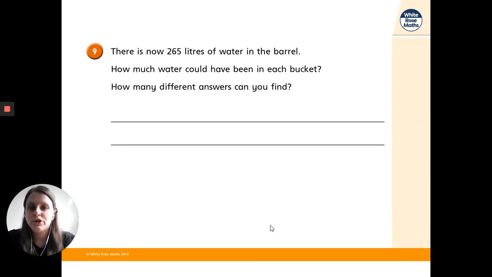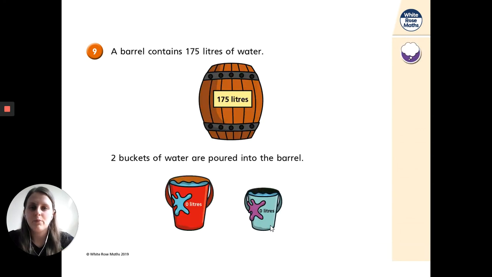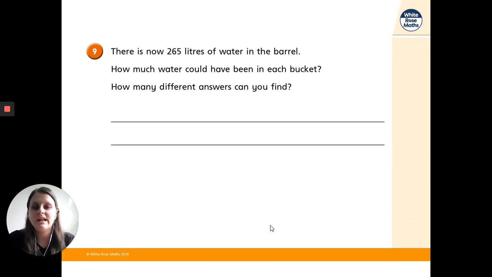So there is now 265 litres of water in the barrel. So how much water could have been in each bucket? How many different answers can you find? So remember, we started with 175. We've now gone to 265. So what has been added in total to get from 175 to 265?